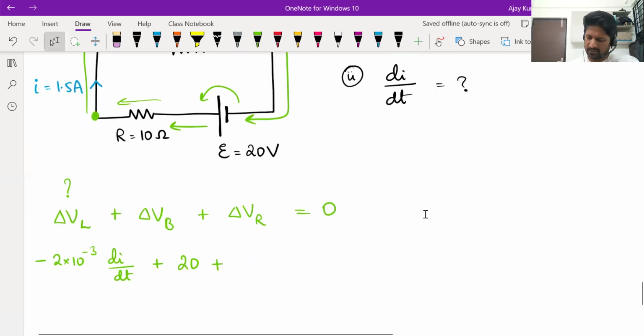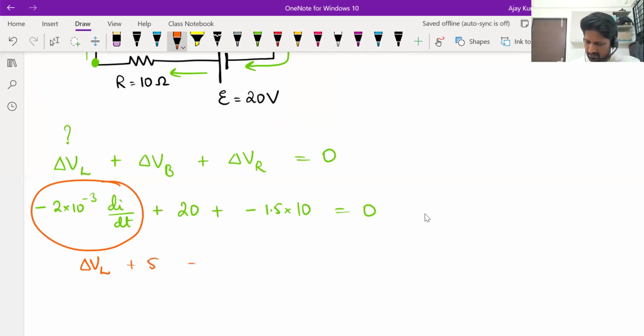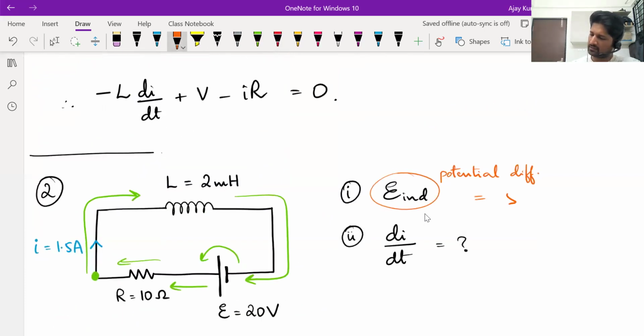Minus 15. Minus IR. Minus I is 1.5. Resistance is 10. 1.5 into 10 becomes 15. Okay, you wrote the KVL equation. From this, you will get di by dt. That's fine. You can directly get delta V across the inductor also. Keep this as delta VL. Plus 20 minus 15 becomes plus 5 is equal to 0. Means potential difference across the inductor, or potential change when you move across the inductor, is minus 5 volts. Therefore, EMF induced across the inductor is 5 volts.